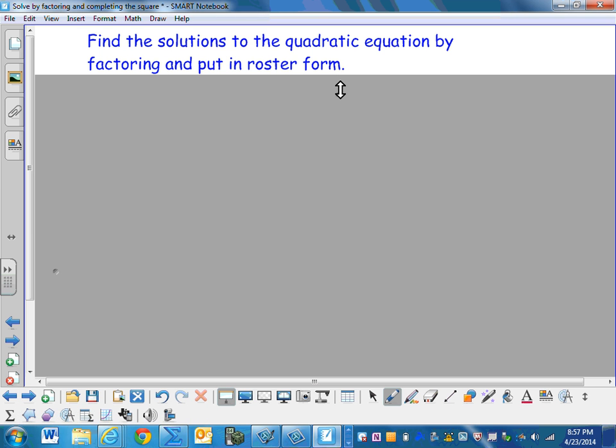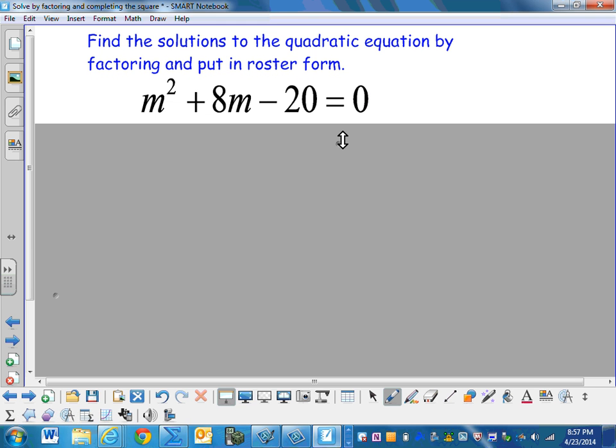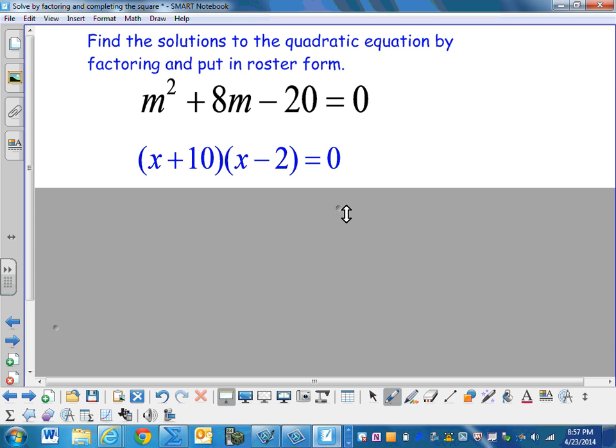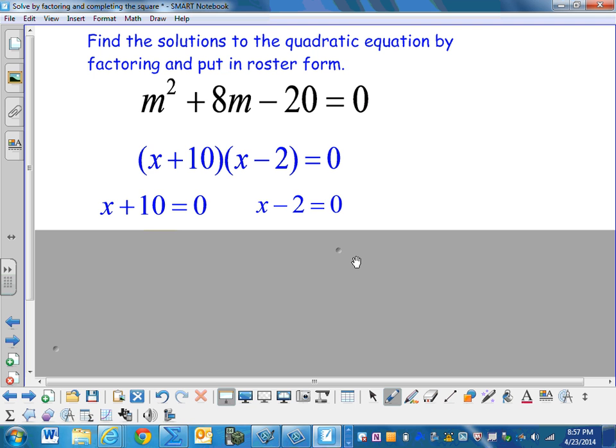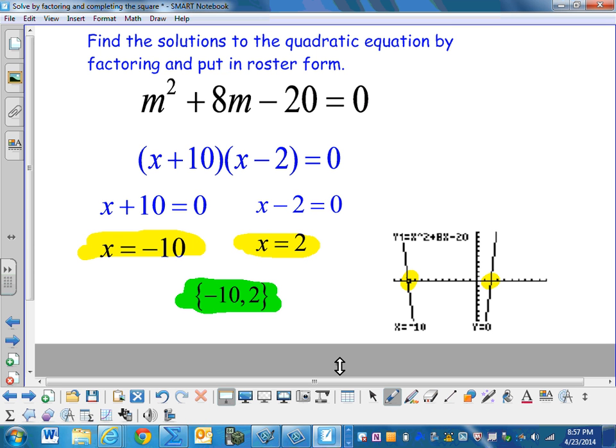Find the solutions to the quadratic equations by factoring and put in roster form. m squared plus 8m minus 20 is equal to zero. The last term is not a perfect square, but the first term has a leading coefficient of 1. So all I need are the factors of negative 20 that add to 8, and they are 10 and negative 2. So the factored form is x plus 10 times x minus 2. x plus 10 is equal to 0, and x minus 2 is equal to 0. So x is equal to negative 10, and x is equal to 2. So my solution set is negative 10 and 2, and I can verify that on my graph.